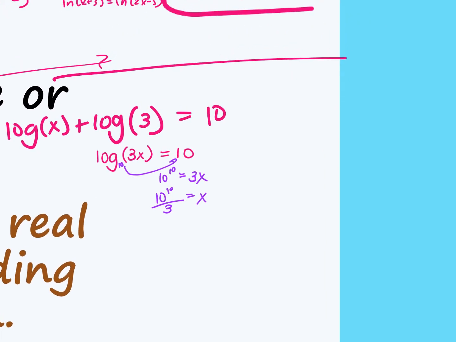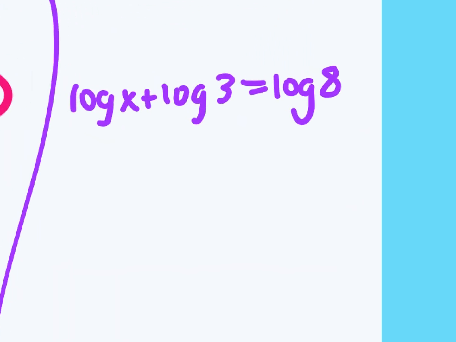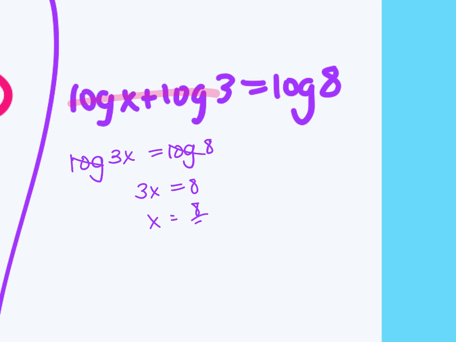Now, if there was logs on both sides of the equal sign, let me pick a different number because that actually simplifies. I have log of x plus log of 3 equals log of 8. So I've got to condense the left side of this. Again, it's addition, which means it becomes multiplication. And then I have the log with the same base, because those would both be log base 10 on either side of the equal sign. So I disregard the logs, and I set 3x equal to 8, and I would get x equals 8/3.